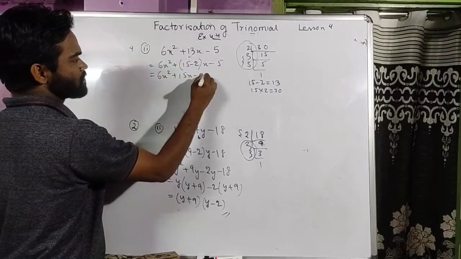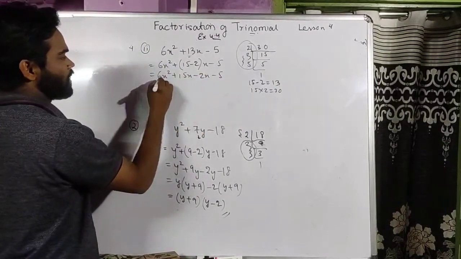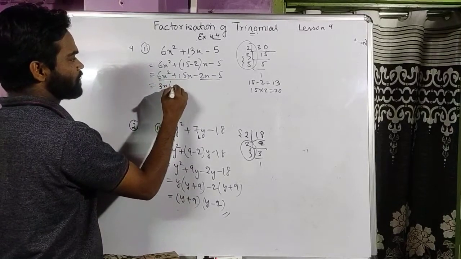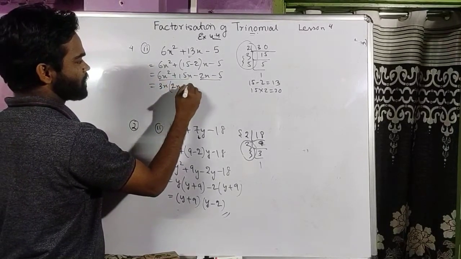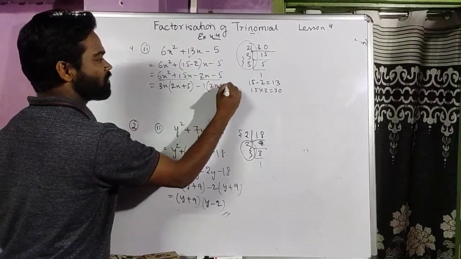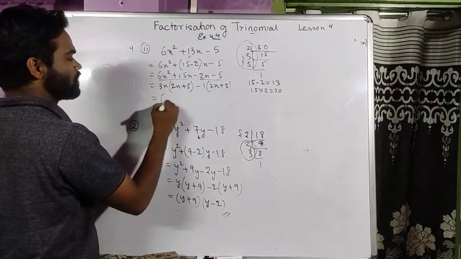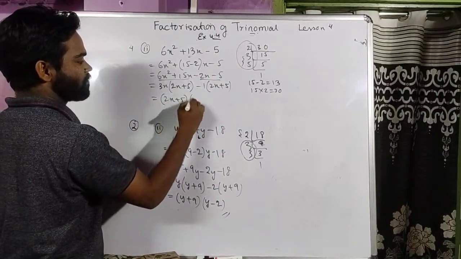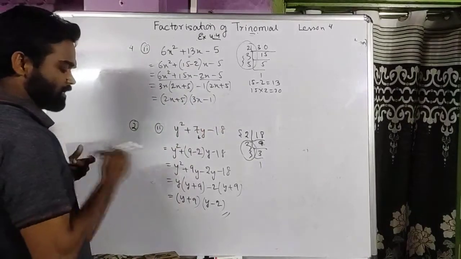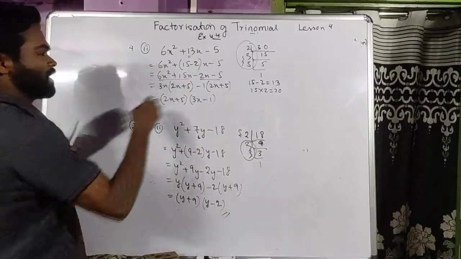So this is, now grouping is already there. So this is 3x taken common. So 2x plus 5, minus 1 taken common. So 2x plus 5. Now in these two, if you take 2x plus 5, over here 3x is left, over here minus 1 is left. Am I clear? Be careful.